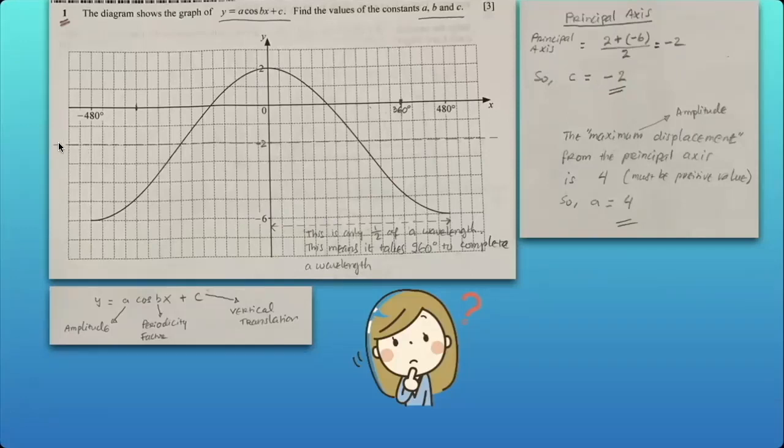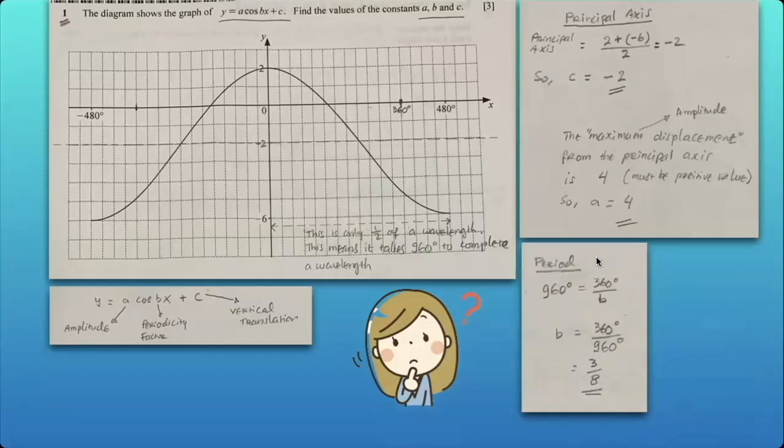Knowing that the principal axis has been shifted to here, we can find the maximum displacement, also known as the amplitude. So remember, A, or amplitude, is always positive.